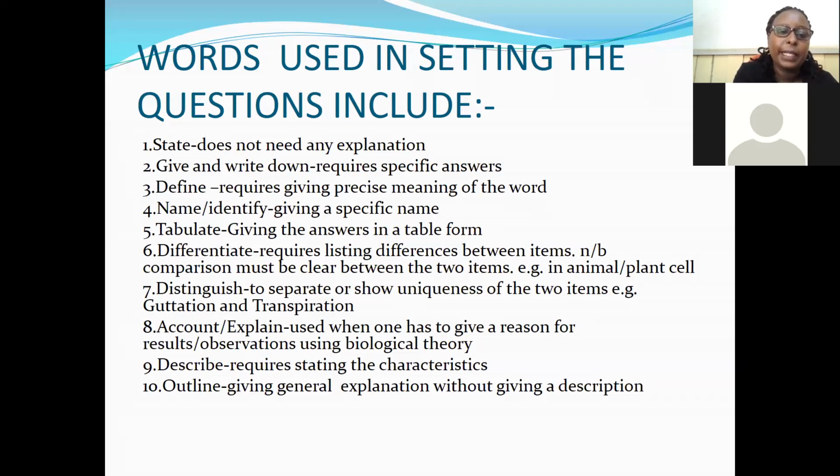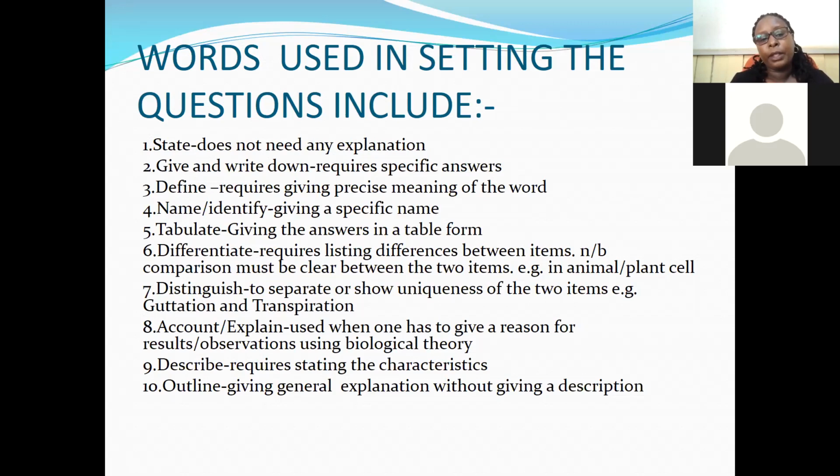Another word we use is differentiate. We also have questions which start with differentiate. In such a case, you are required to list the differences between the items. In addition to that, the comparison must be clear between the two items. Again, I'm also going to refer to the animal and plant cell. If you have to give the differences between the two, to bring out the comparison, if you're talking about the shape, in one case you're going to say it is regular. In the other case, you're going to say it is irregular in shape so that the comparison can be brought out clearly.